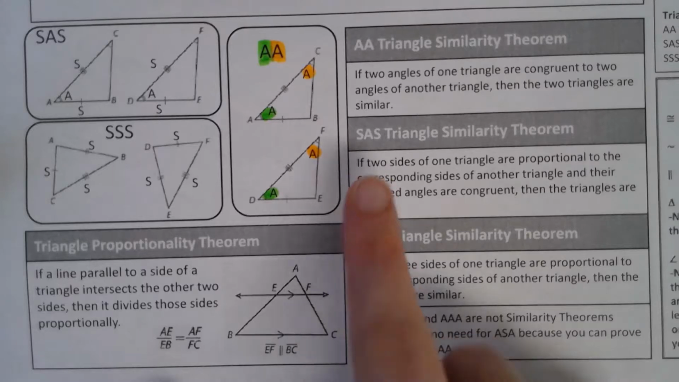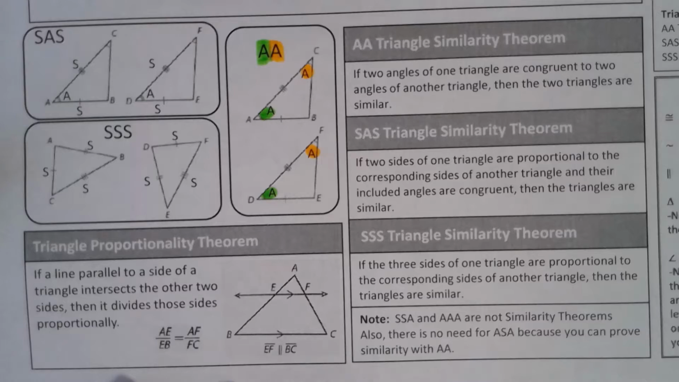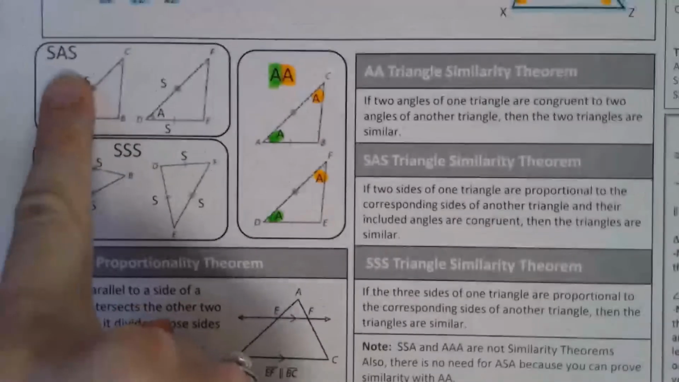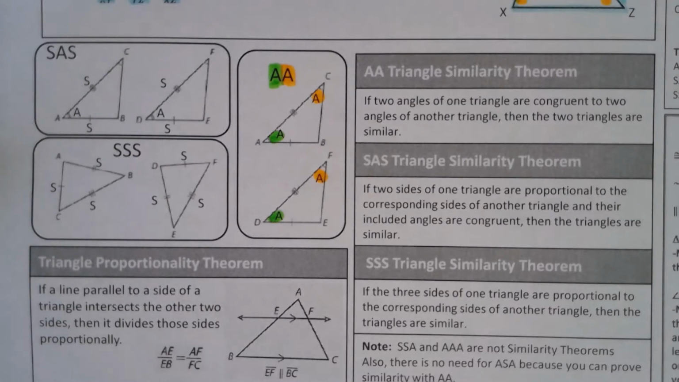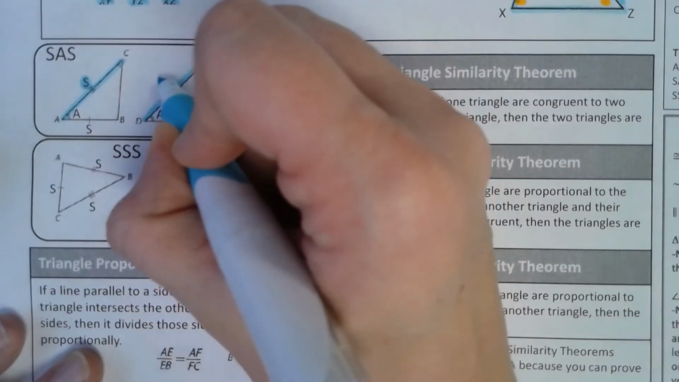Another theorem we can use to prove similarity is side-angle-side. So if 2 sides of one triangle are proportional to the corresponding sides of another triangle, and their included angles, so it has to be included, are congruent, then the triangles are similar. So let's look at what that looks like for side-angle-side. First, let's look at our side. We have AC, a side that corresponds to DF, which is a side.